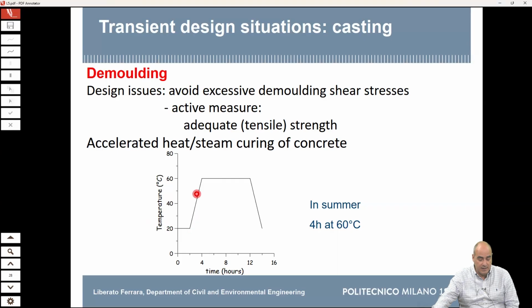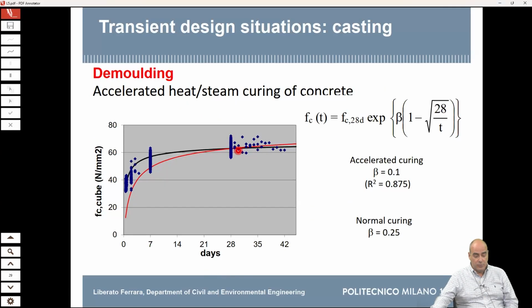Generally, this is a true process, so you can take the numbers for granted. In 2 hours, we ramp up 40 degrees, so it's 20 degrees per hour. It's, let's say, more or less half a degree per minute, a little bit more. And then you have a period which can go from 8 hours in winter to 4 hours in summer, because in summer you already have a higher ambient temperature.